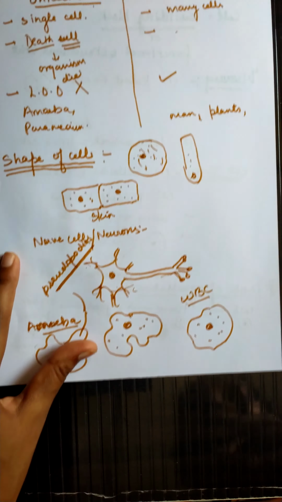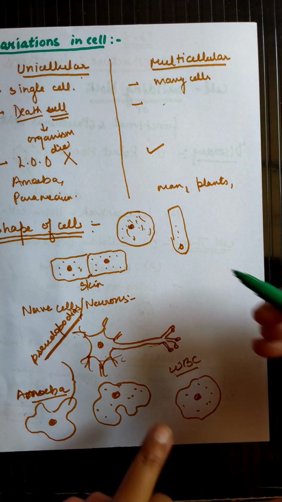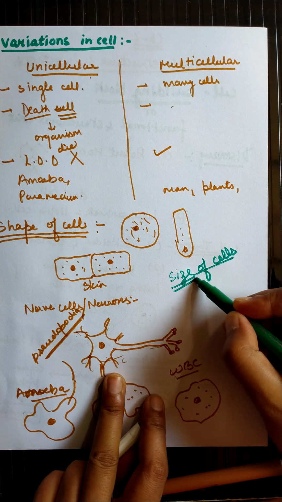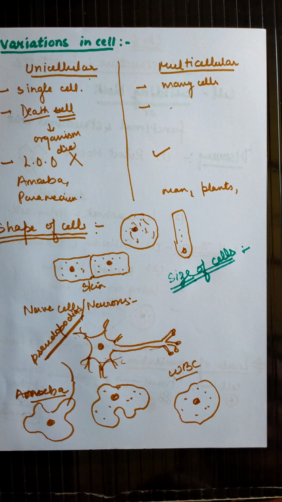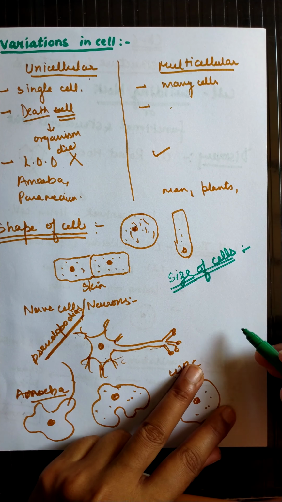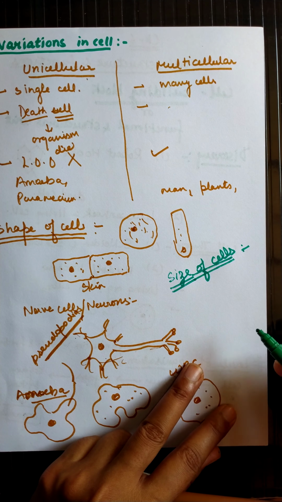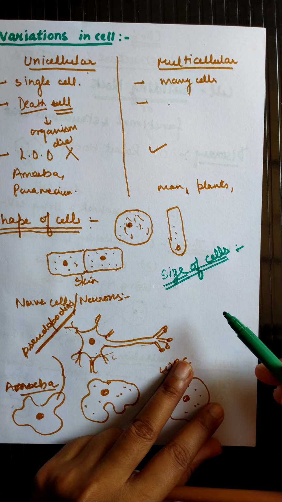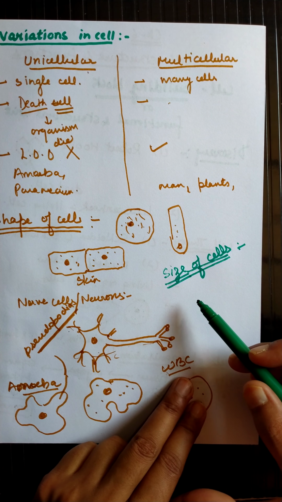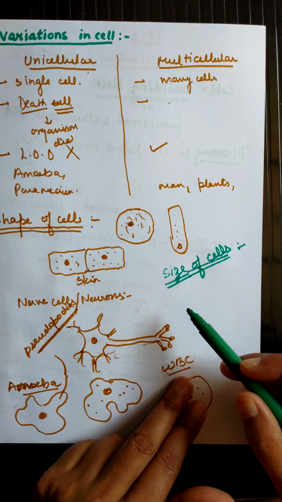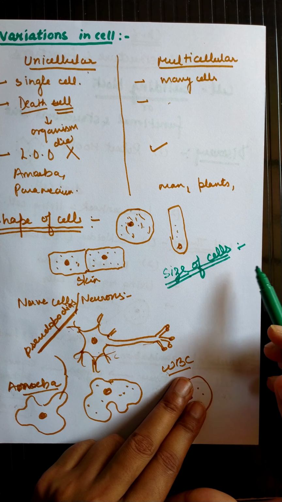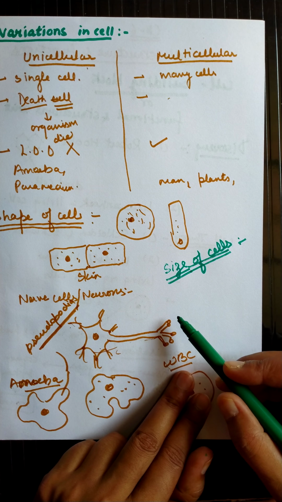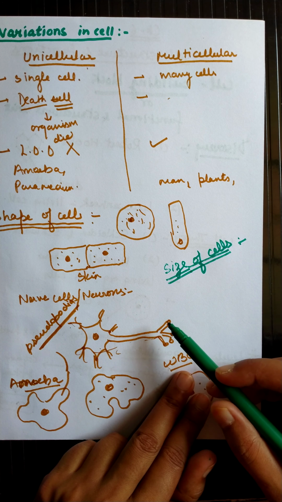Okay students, now we will discuss the size of cells. That is a smaller topic. So what about the size of cells? The cells of plants as well as animals are found in different sizes. We know that cells are generally very small. We cannot see them with our naked eyes, so that's why we require a microscope to see them. The nerve cell is the largest cell in the human body, but to see the nerve cell also we require a microscope. There are different types of cells which we can see with our eyes also.